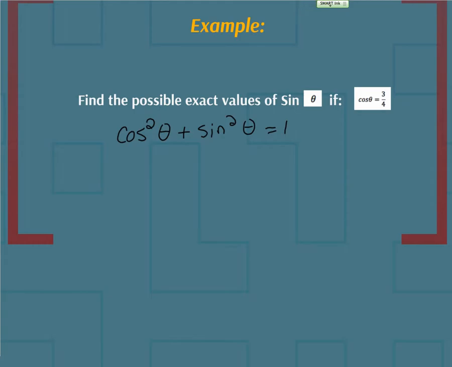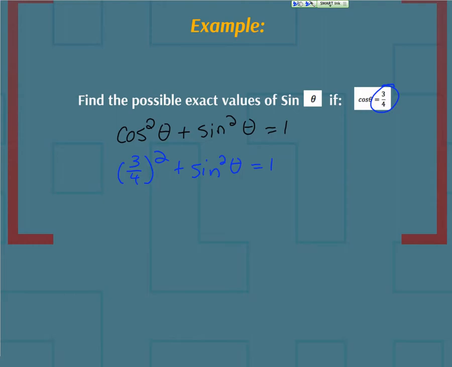And so I can use that identity, cosine squared plus sine squared equals 1. I'll put 3/4 in for cosine. So I've got 3/4 squared, because remember how we talked about what that really means, plus sine squared theta equals 1. I think it's really important we understand how that substitution works, especially with that squared. Are there any questions about that?